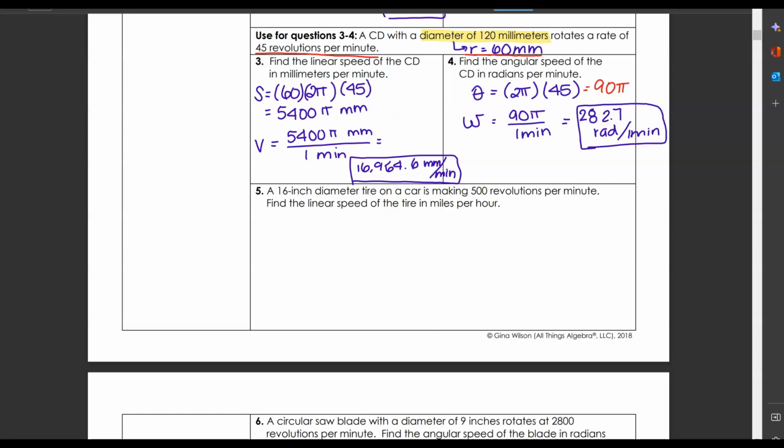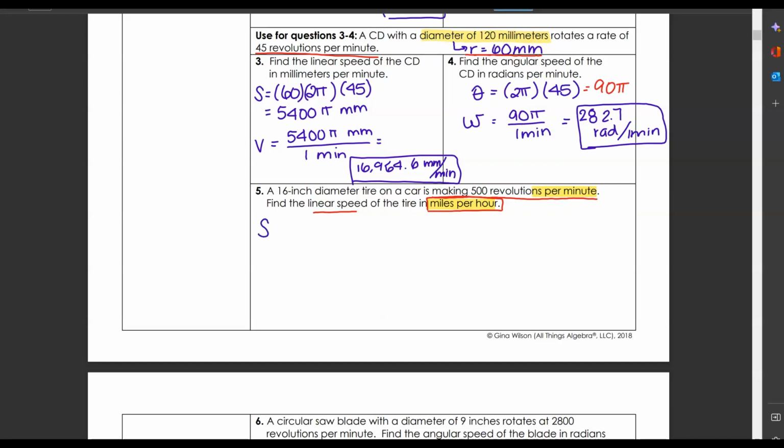All right, so for number 5, we have a 16-inch diameter tire on a car making 500 revolutions per minute. We want to find the linear speed of the tire in miles per hour. Notice that these units are not matching, so we do need to take that into account before we complete the problem. First and foremost, we want to calculate our arc length.